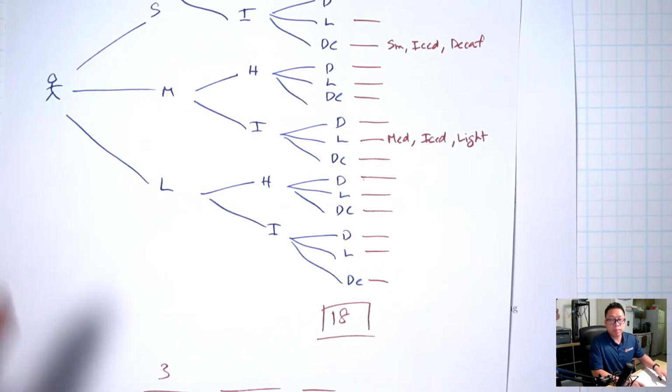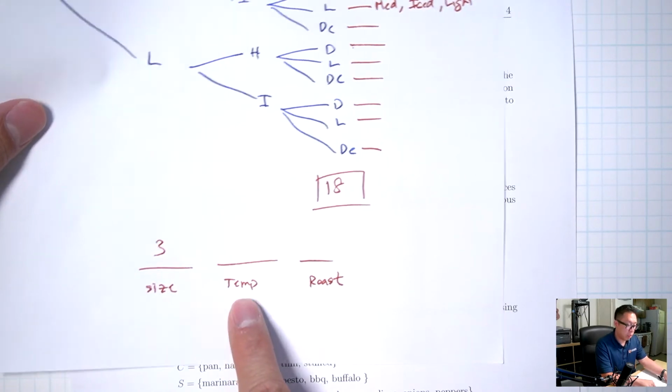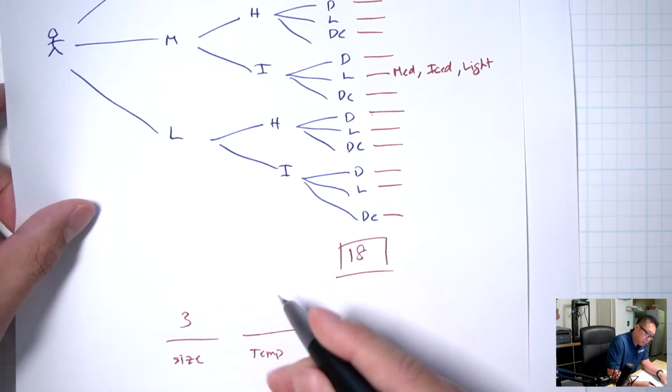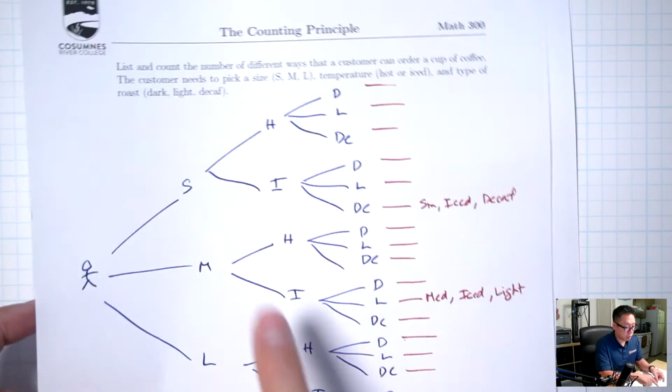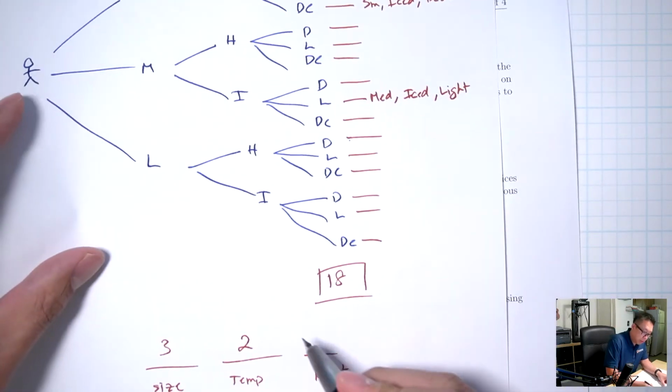For temperature, how many options do we have for choosing temperature? Hot, iced. Two options. For roast, we could choose dark, light, or decaf. So for roast, we had three options.